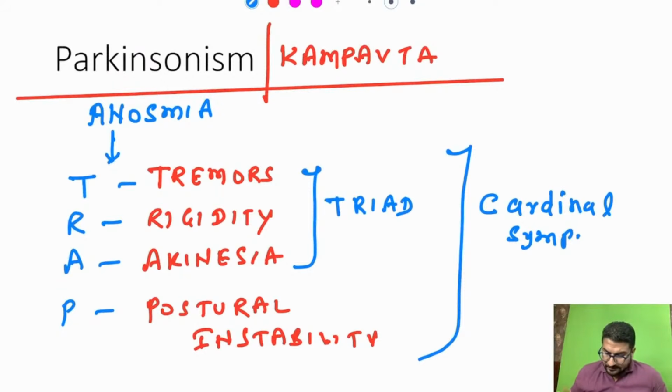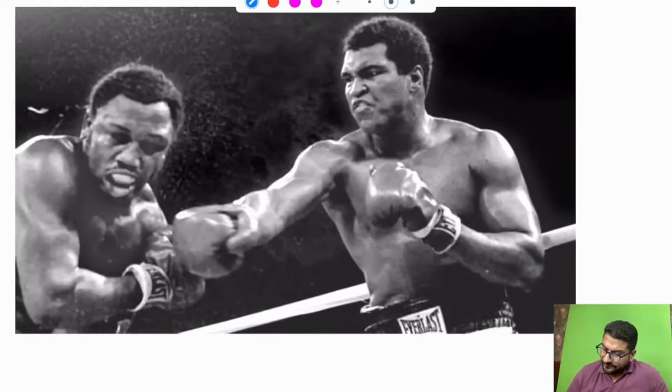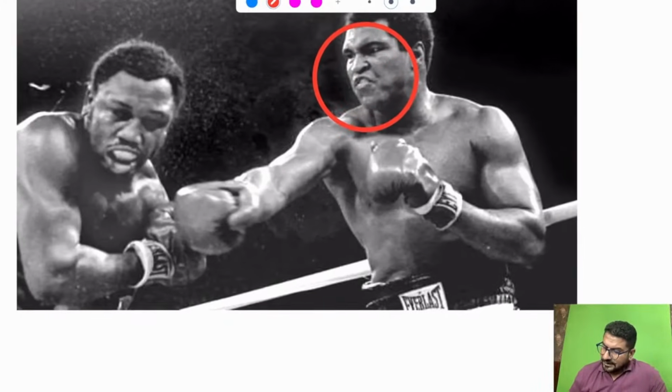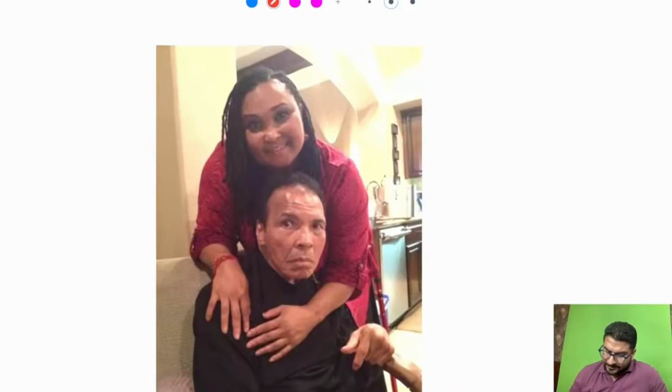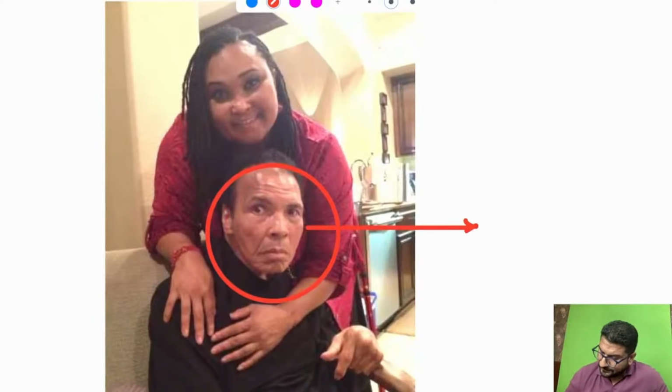If you look at the famous boxer Muhammad Ali, he developed Parkinson, right? Look at the facial expression carefully, you can see this is an aggressive facial expression. The same Muhammad Ali now in Parkinson: look, he is getting photographed, still he is not smiling. You can see there is loss of facial expression. So this is an expressionless face. Such a face is called typical.